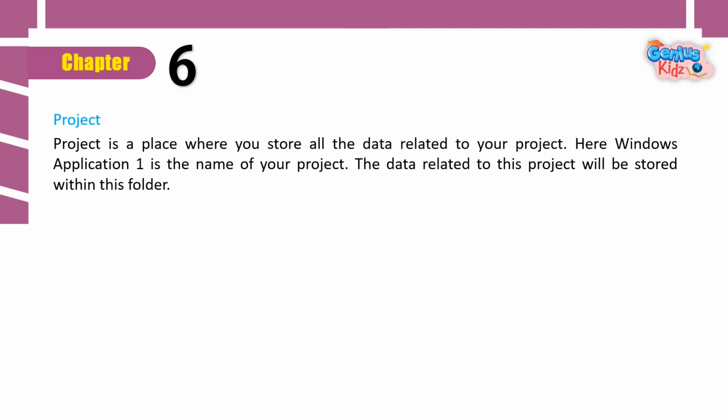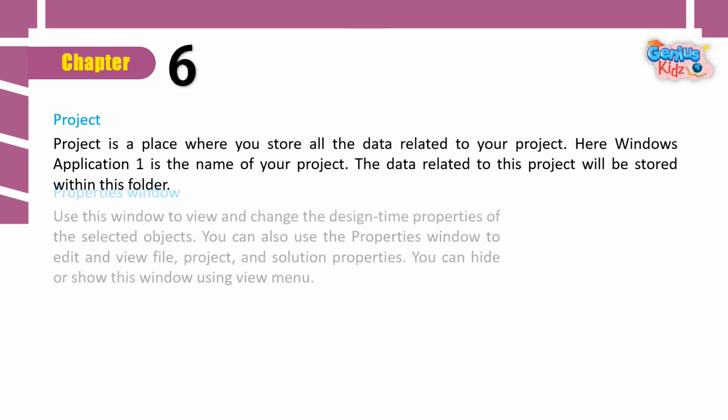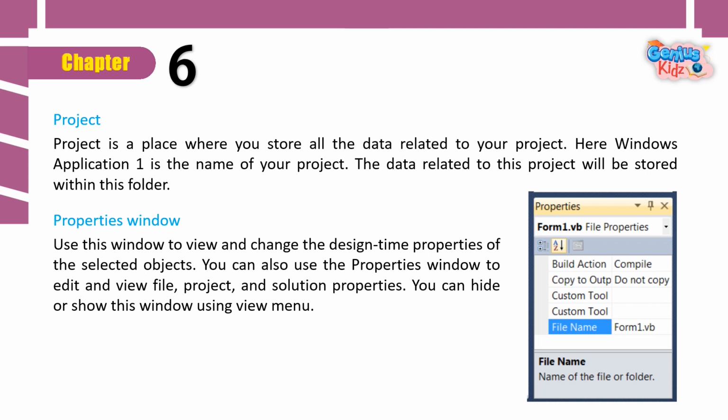Project. A project is a place where you store all the data related to your project. Your Windows Application 1 is the name of your project. The data related to this project will be stored within this folder. Properties window. Use this window to view and change the design time properties of the selected objects. You can also use the Properties window to edit and view file, project, and solution properties. You can hide or show this window using the View menu.